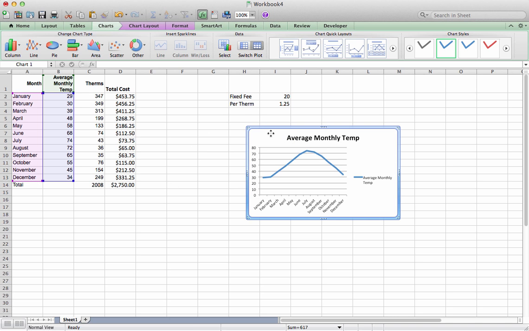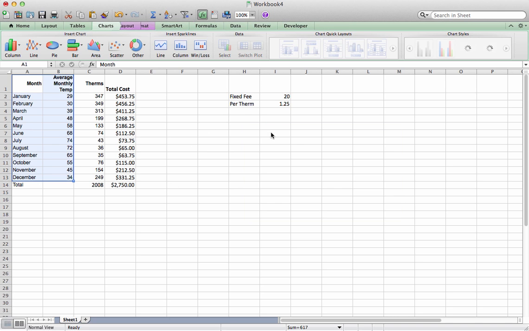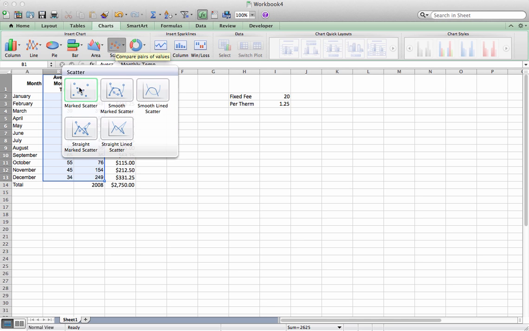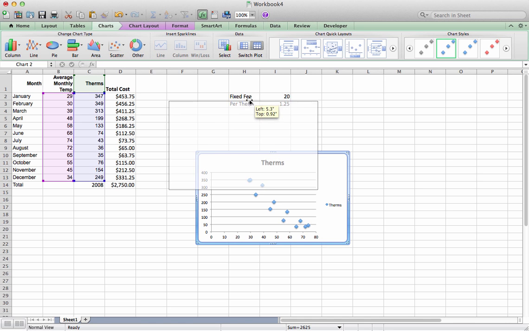Okay, but suppose instead of that, what we want to look at is the relationship between average monthly temperature and therms, to see whether we can find some kind of a mathematical formula that relates the two. In other words, if we know the monthly temperature, can we predict the number of therms? So we're going to graph those two columns. In this case, we're going to do a scatter plot, because when we're graphing these ordered pairs, we're graphing individual points, so we want to use a scatter plot. This is what it looks like.